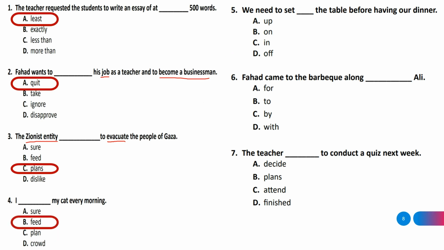Now, question number 5, we need to set the table before having our dinner. And here we have many options for the word set, but the most suitable one is set up, بمعنى يجهز أو يعد. Fahid came to the barbecue along with يعني بصحبة أو مع أو برفقة علي. The teacher to conduct a quiz next week. And here the teacher plans to conduct a quiz next week.